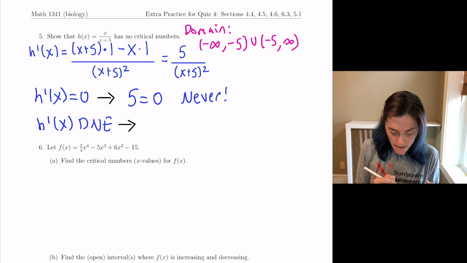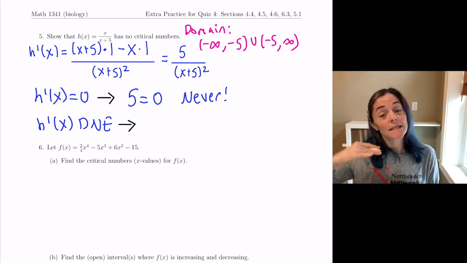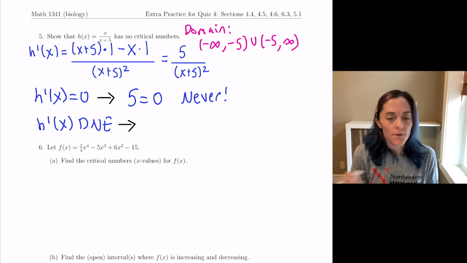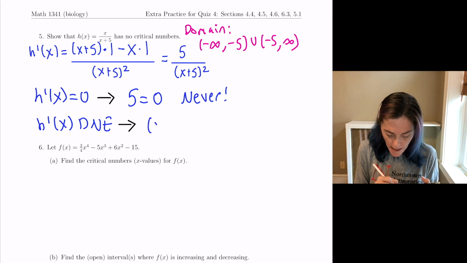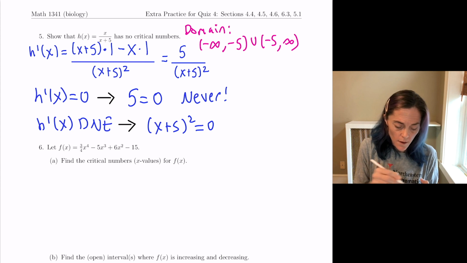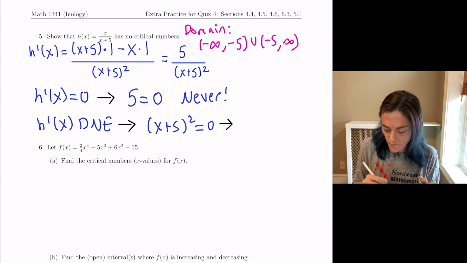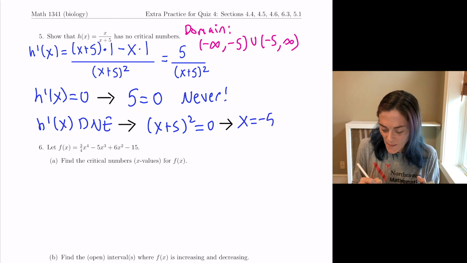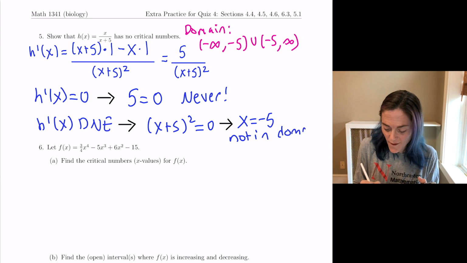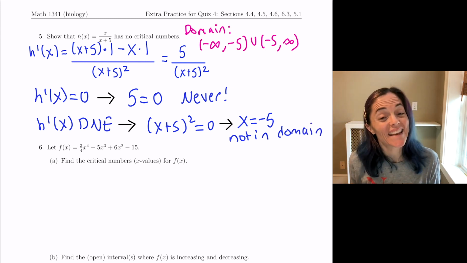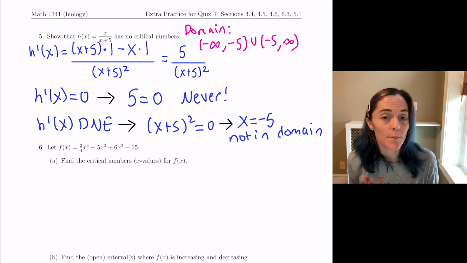The derivative does not exist. A fraction does not exist when the denominator is 0. But this would say x plus 5 squared is 0. This happens at minus 5. But this is not in the domain. Therefore, we don't have any critical numbers. We have finished number 5.